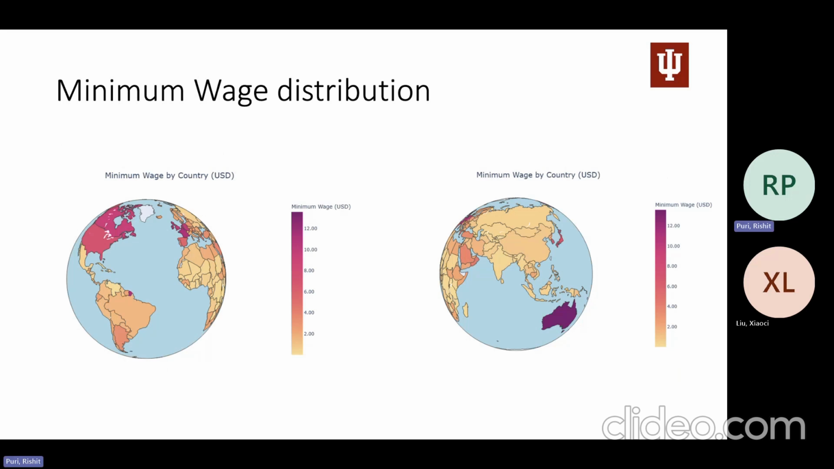Moving on, we also did visualizations to demonstrate the wage distribution using choropleth maps. We could see that countries like Australia have a very high minimum wage rate compared to certain African and Asian countries. It can also be seen that overall North America as a continent had higher wage rates.